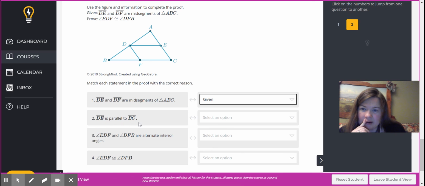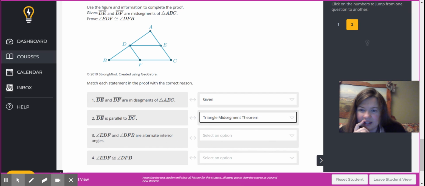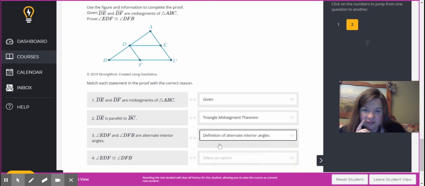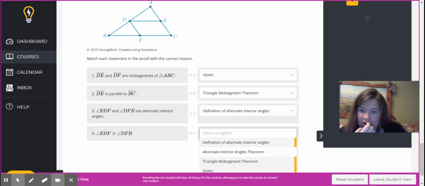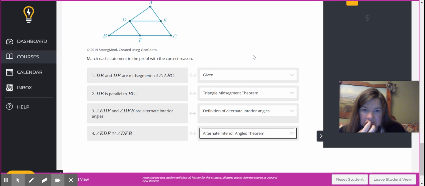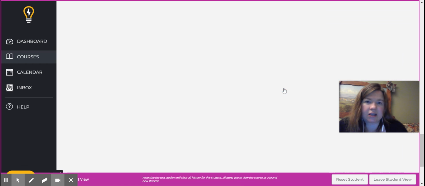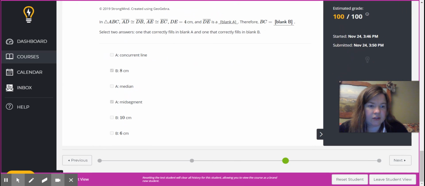So DE is parallel to BC. That's the definition of triangle mid-segment. Yep, that's what I said there. And then DEF and DFB are alternate interior angles. Definition of alternate interior angles. And so they are congruent. So alternate interior angles theorem. Not too bad. Okay, I feel pretty good about that. Assignment. Good, 100%. Okay, now the checkpoint.